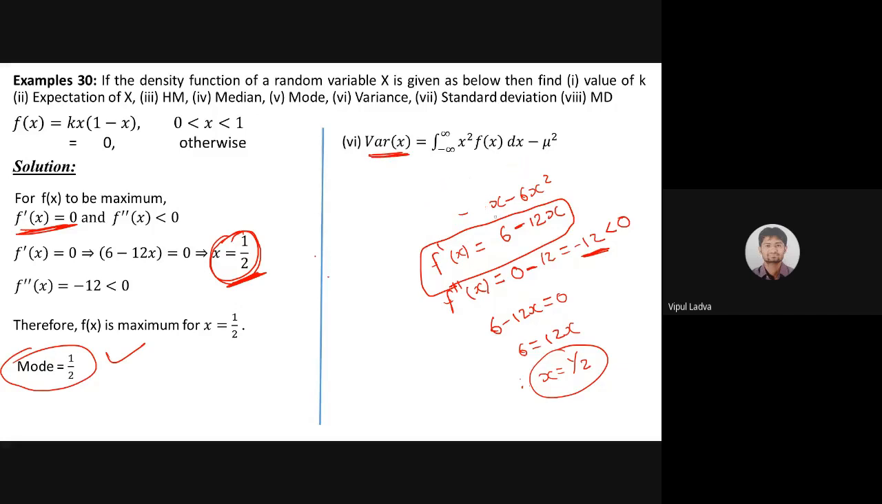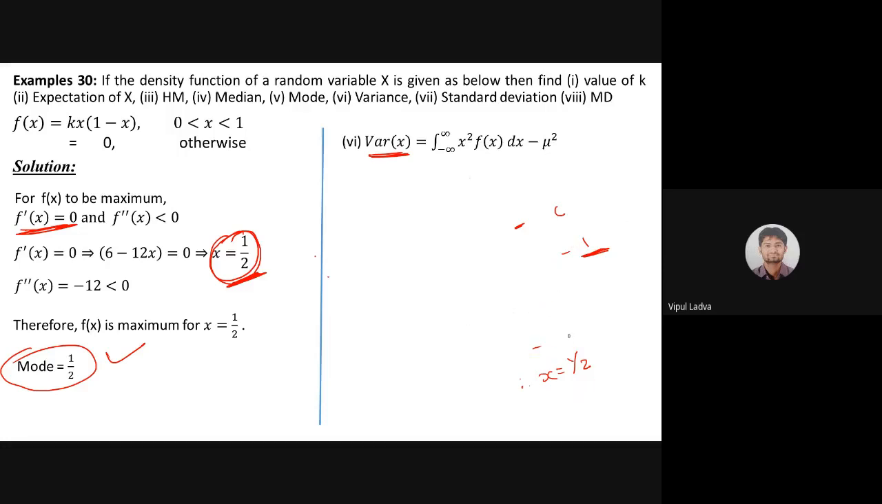वेरिएंस की फॉर्मूला फिर भी वही है, कंटिन्यूस में डील कर रहे हो या तो फिर डिस्क्रीट एंड वेरिएबल के साथ डील कर रहे हो, वेरिएंस की फॉर्मूला तो वही है, दैट इज E of X square minus E of X the whole square, is it? So E of X square.